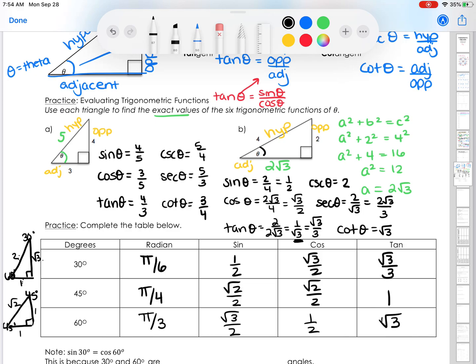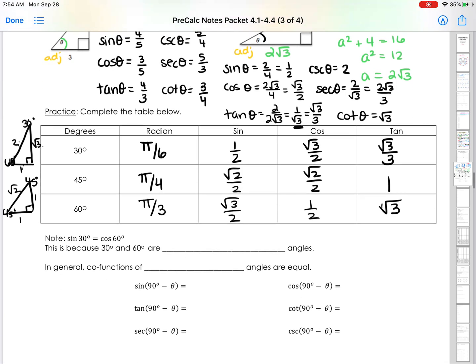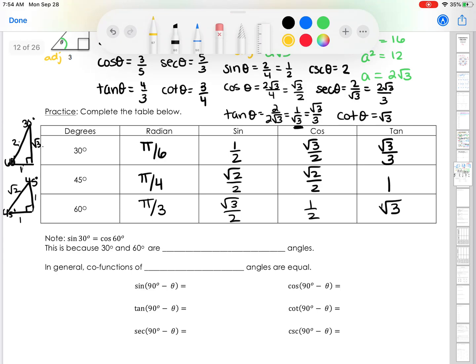All right, so we notice the pattern here, especially with that 30 and that 60. If you notice the sine and the cosine for 30 and for 60, the sine of 30 and the cosine of 60 are the same answer. We also see that the cosine of 30 and the sine of 60 are the same. And we also notice that with 45, the sine and cosine are both the same. This is not a coincidence.